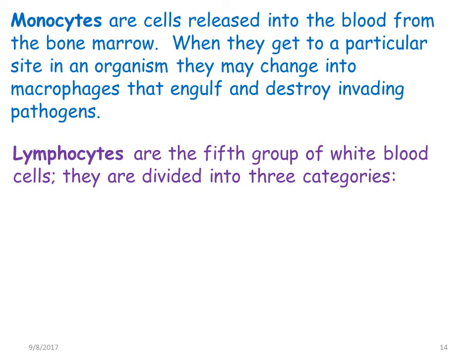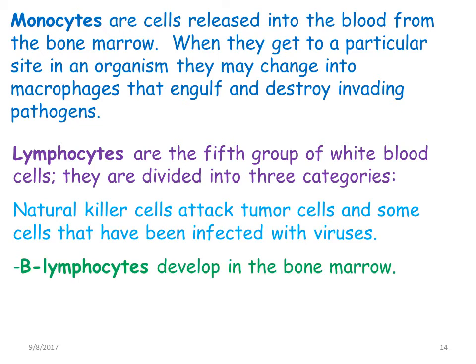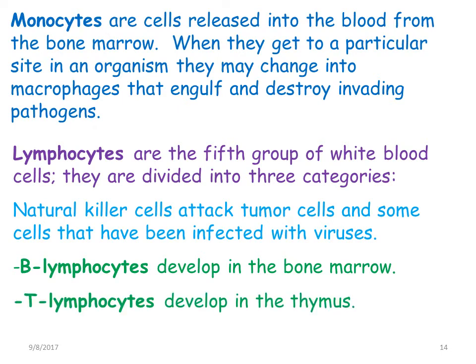Lymphocytes are the fifth group of white blood cells, and they are divided into three different categories. You have the natural killer cells, which attack the tumor cells and some cells that have been infected with viruses. We have the B lymphocytes, which develop in the bone marrow, and then we have the T lymphocytes, which develop in the thymus. But in a peripheral smear, we cannot differentiate these different types of cells.